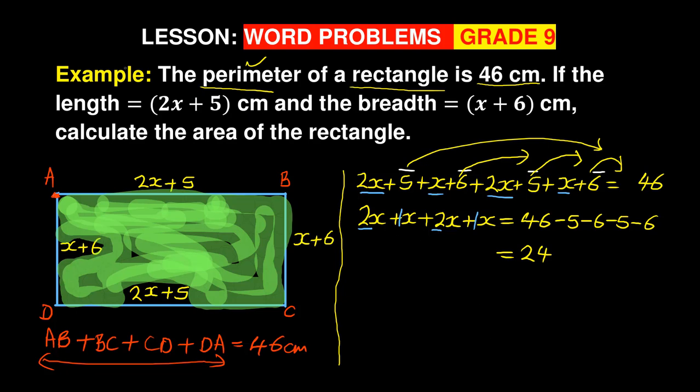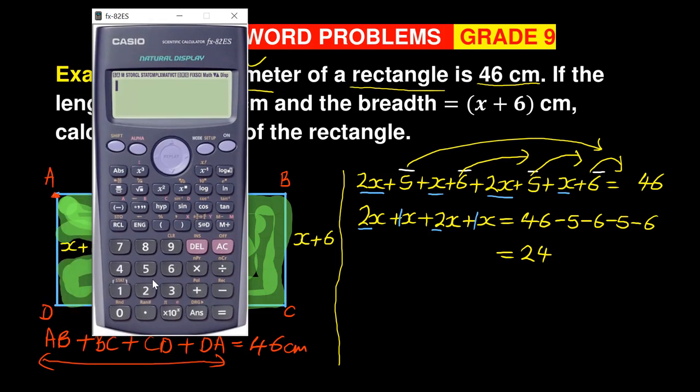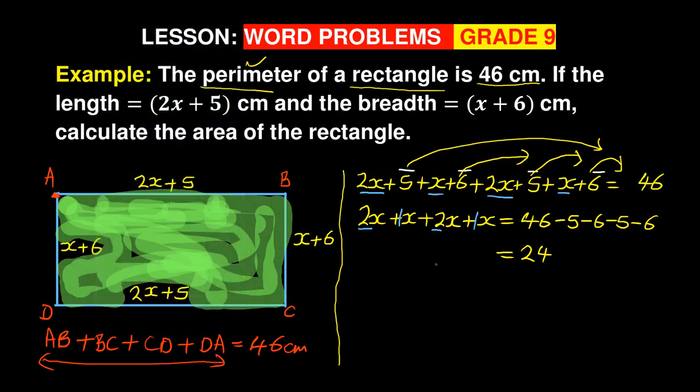You can confirm that with the calculator. So the number before x is 2 plus 1 plus 2 plus 1, which is 6. Then you just retain the x. So you have got 6x is equal to 24.